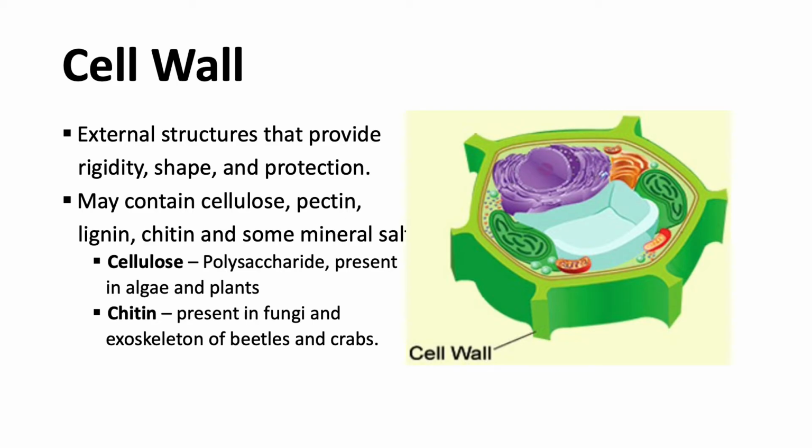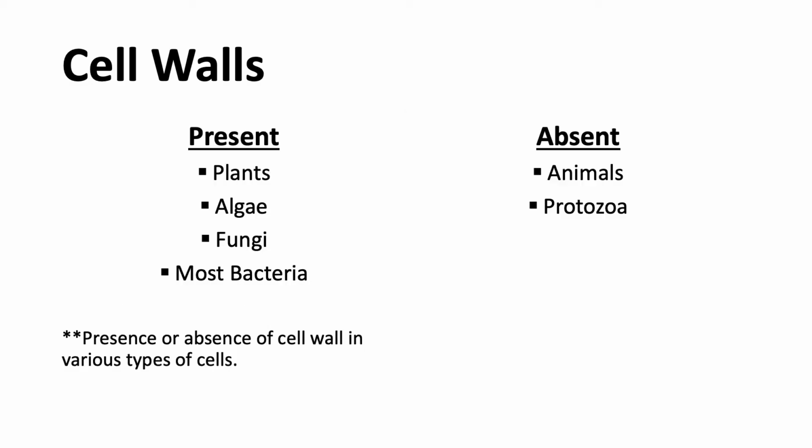The cell walls of algae contain a polysaccharide called cellulose. This is not found in the cell walls of any other microorganisms. Interestingly, the cell walls of fungi contain the polysaccharide chitin, something again that is not found in the cell walls of other microorganisms. Chitin is similar in structure to cellulose, and is also found in the exoskeletons of beetles and crabs. To summarize, cell walls are present in plants, algae, fungi, and most bacteria, and are absent in animals and protozoa.